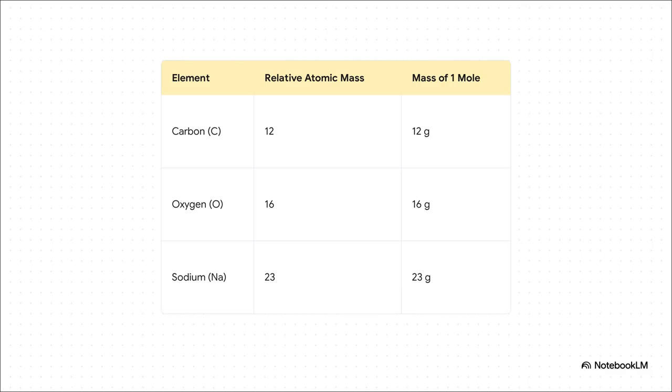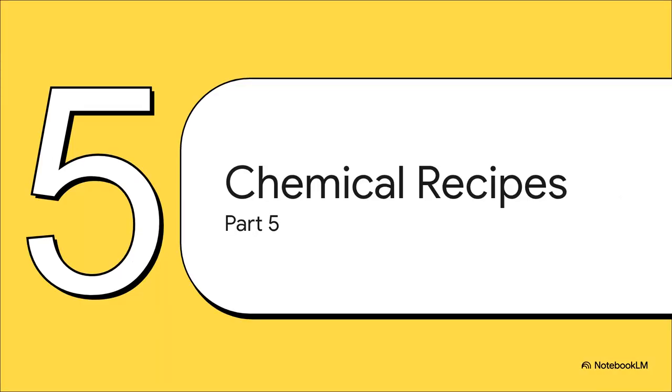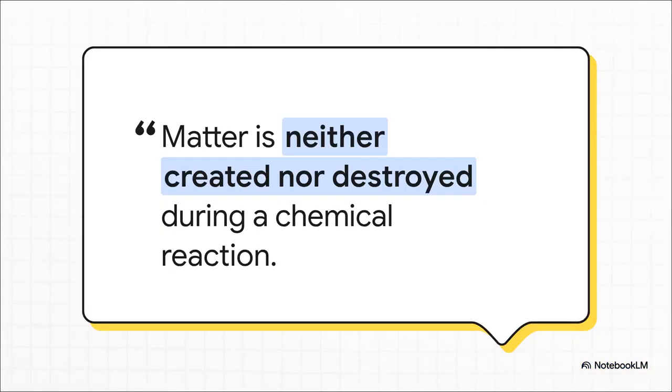It's just genius. So let's take stock. We've got our particles, we've got the symbols to write them, we have a system to weigh them, and a way to count them. Our toolkit is complete. We can finally start writing the actual recipes for chemistry, what scientists call chemical equations. But before we do, there is one absolutely unbreakable rule we have to follow. And it's this: the law of conservation of mass.